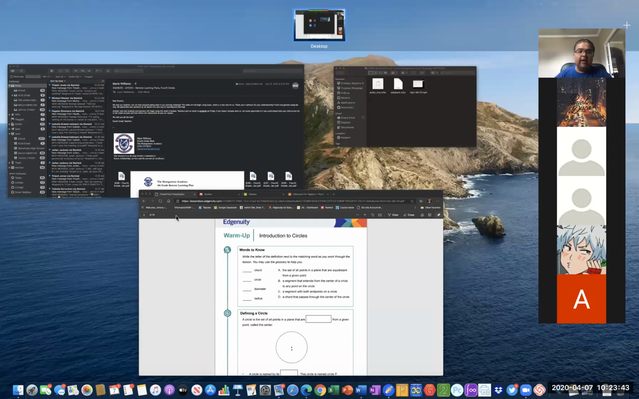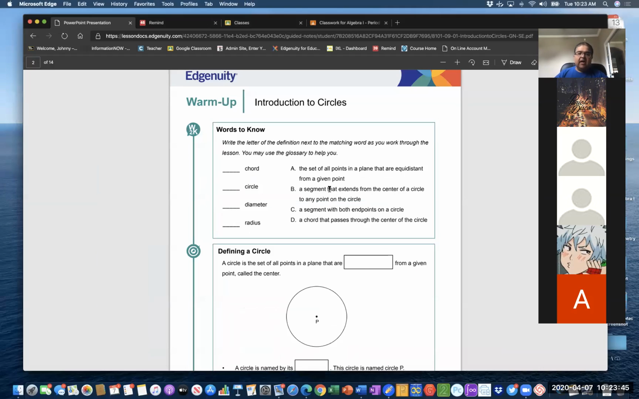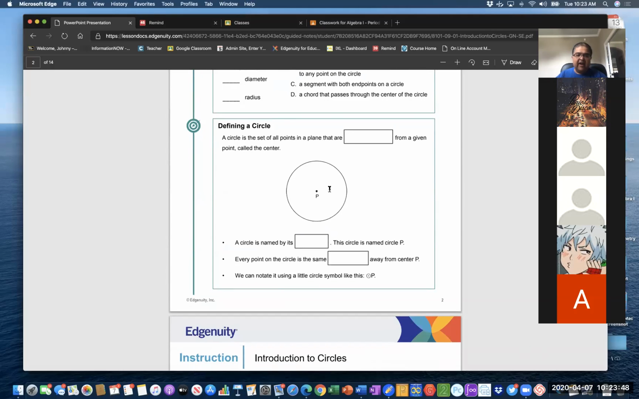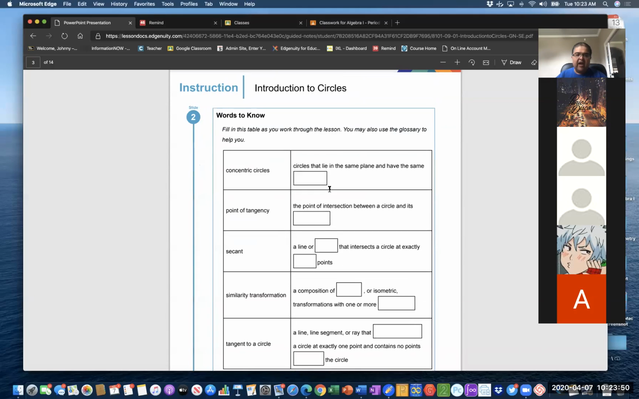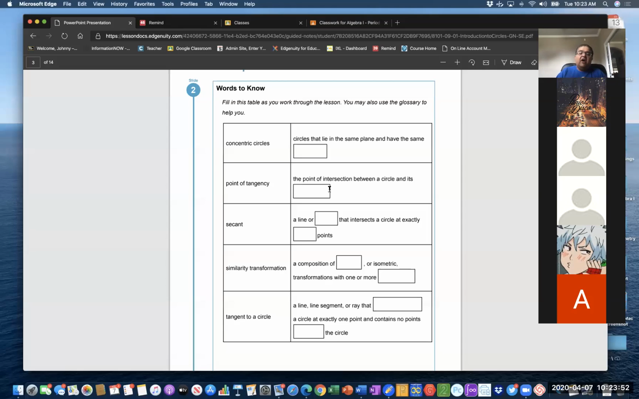Okay, now, so let's go over these. Any problems with the first section, defining a circle? This is a bunch of vocabulary words. So things that we've not talked about that we were actually going to start talking about before this whole started were tangents, concentric circles, and secants.